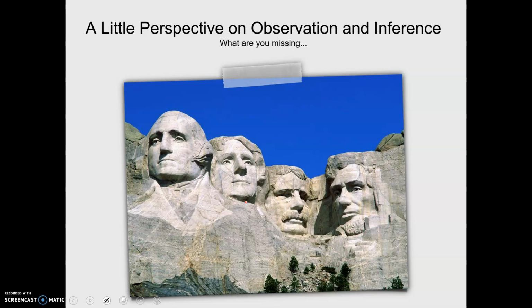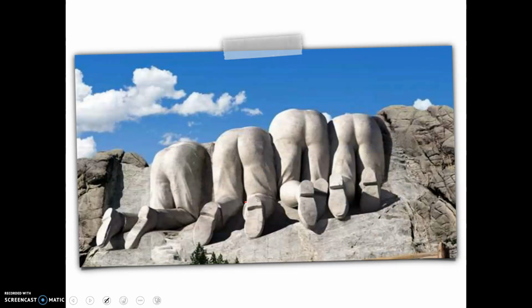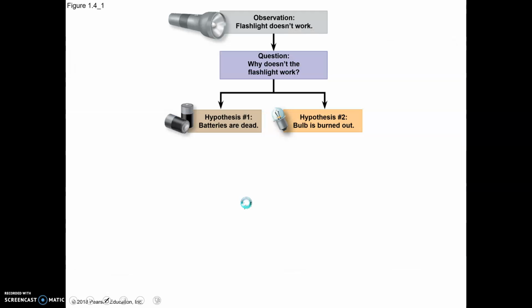And one more cute little inference. So we can observe that there are heads in this rock. But do you know what's on the other side? Maybe this. Maybe they're posing for the picture. All right. Observations and hypothesis, sort of putting it all together.